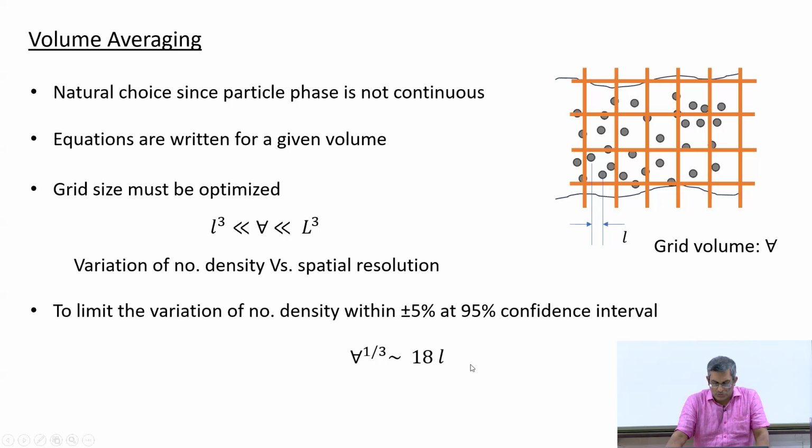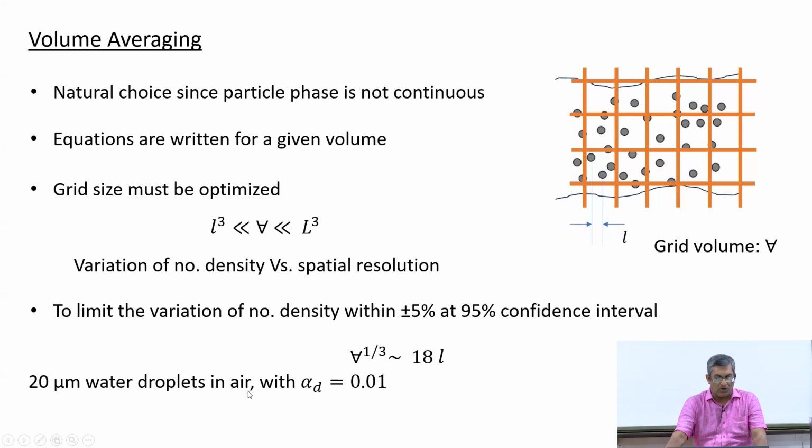So the grid size should be selected such that we have minimal variation in the number density. Here you see that the size of the grid is about 20 times the separation distance. Now if we consider, for example, 20 micron water droplets in air with a volume fraction of 0.01 as an example, then we can calculate the normalized separation distance from the volume fraction. We have done this earlier, and this turns out to be 4.